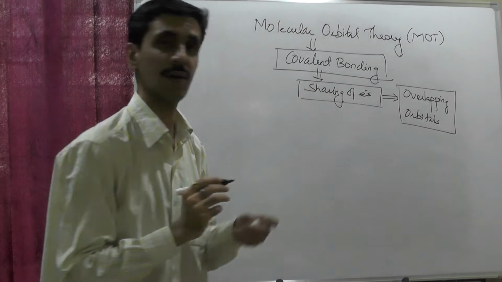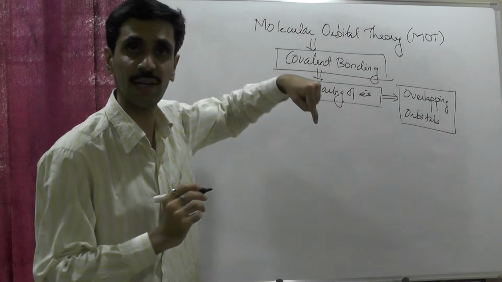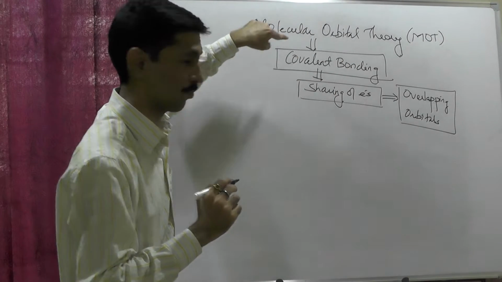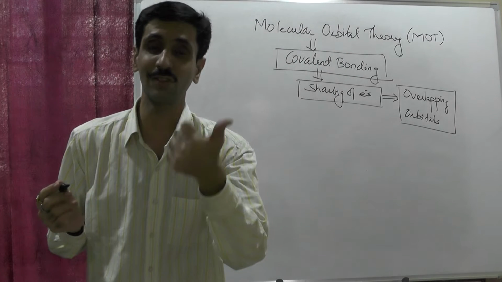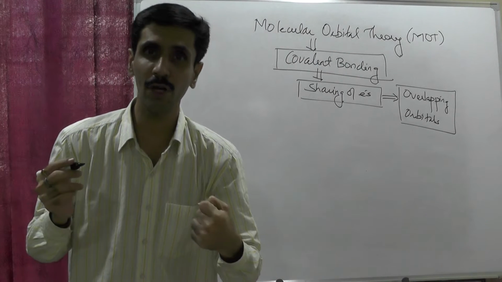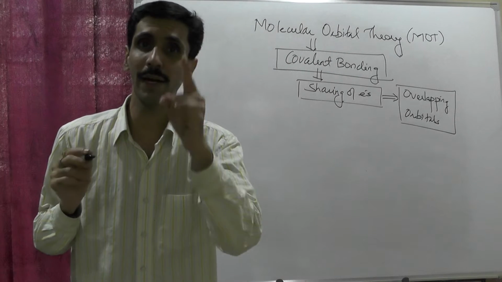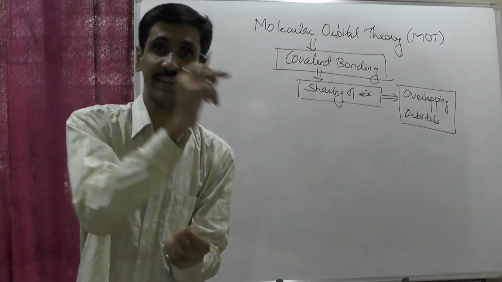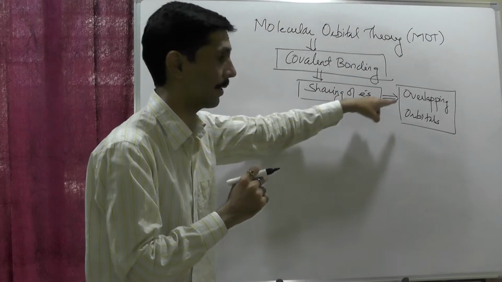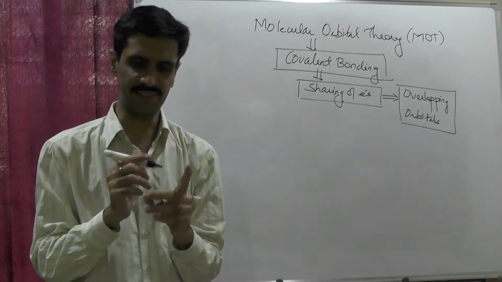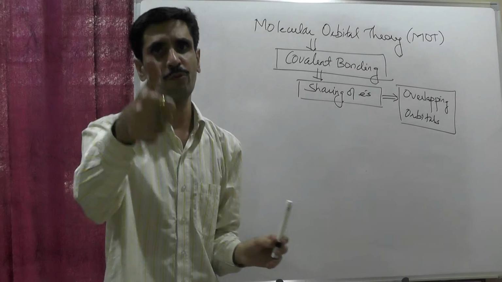Alright, so this is what we talk about. Once again, I'll just quickly go through it. Molecular orbital theory is based on a bond because it's related to a molecule. So there has to be a bond. Which bond am I talking about? Covalent bonding. How is it formed? By sharing of electrons. What is the requirement? Overlapping of orbitals. Alright, got it clear up to this?